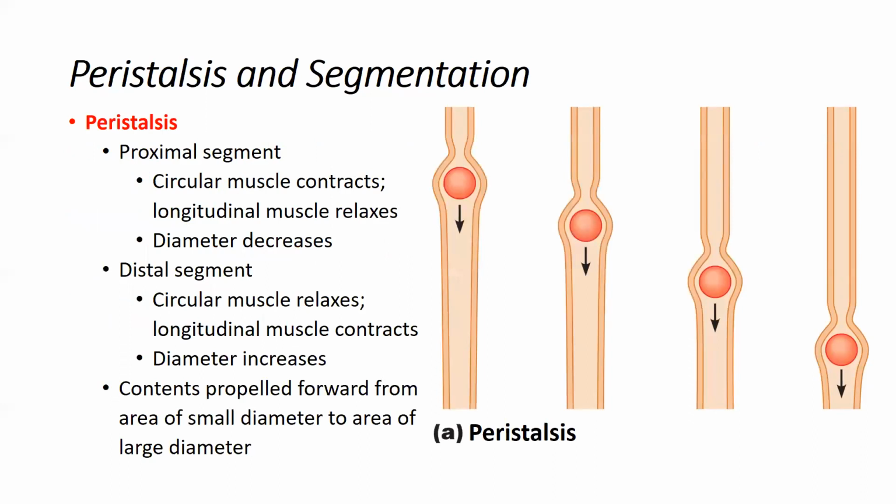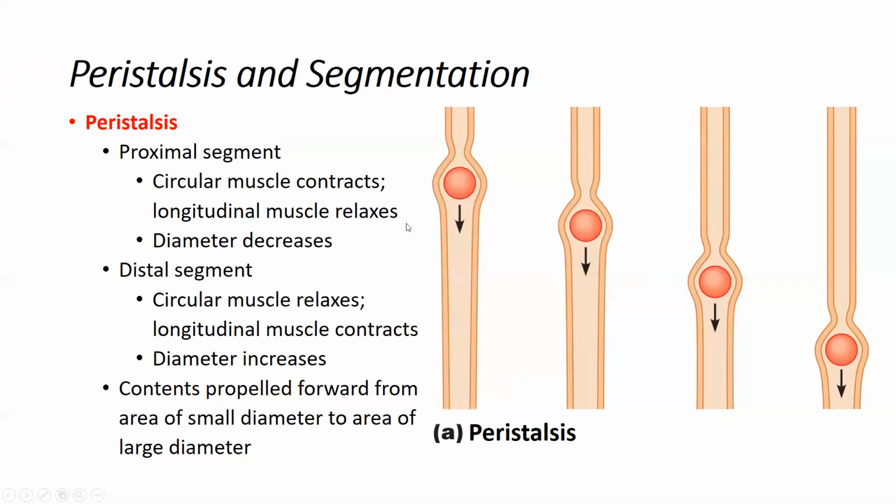All right, let's talk about peristalsis here. Let's look at this example, this image. So basically the proximal segment of the tube, the circular muscle will contract. So when those circular fibers contract, that segments that part of the tube, the area of the tube that's proximal to where the food is. While that's happening, the longitudinal part of the muscle is relaxing. So what we have is a decrease in the diameter, and that's sort of pinching the tube in at this proximal region. What's happening at the distal region?